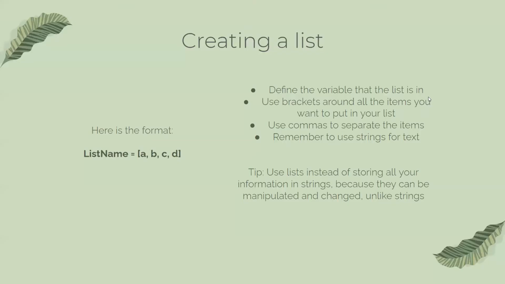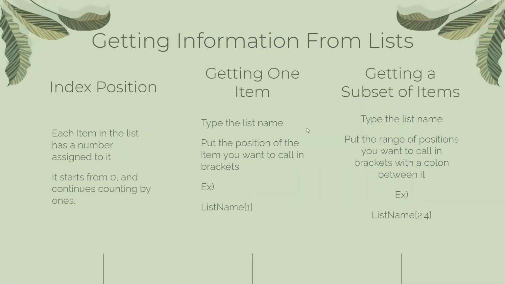So creating a list, the format is the list name, which is the name of the list, and then the items of the list inside of it. Use commas to separate the items. And remember, if you want to put text in, you have to use strings. And you use lists instead of storing all your information in strings because they can be manipulated and changed, unlike strings.